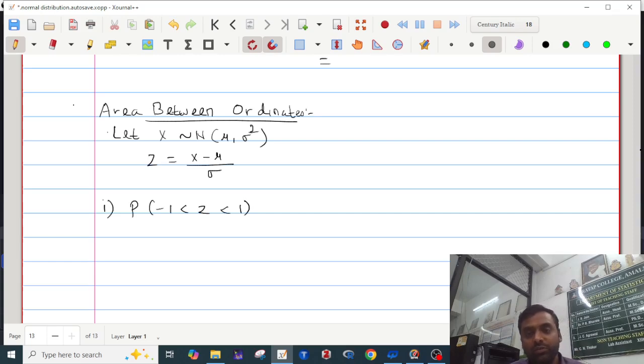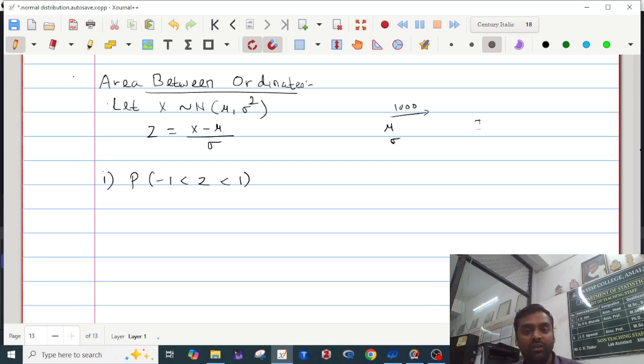Suppose you have n observations, say 1000 observations. For these observations, the process mean is mu and the standard deviation is sigma. Then the question is how many observations lie between plus minus 1 sigma. We can find this out with this probability. One can ask how many observations lie between plus minus 2 sigma, or between plus minus 3 sigma. That's why we need all this.